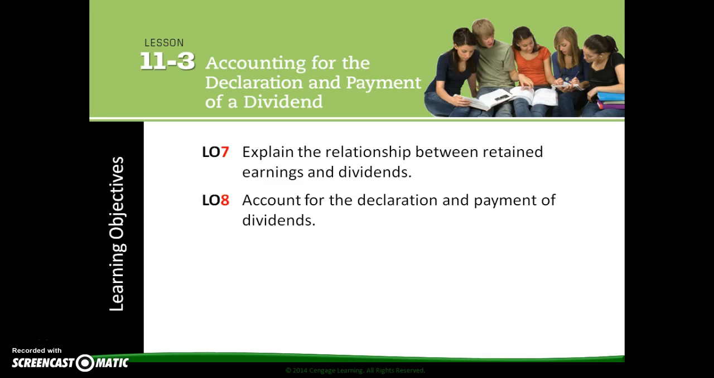Remember, chapter 11 is all about accounting for transactions using a general journal. And lesson 3 in this chapter is about accounting for the declaration and payment of a dividend. So the learning objectives for this particular lesson are to explain the relationship between retained earnings and dividends, and then account for the declaration and the subsequent payment of a dividend.